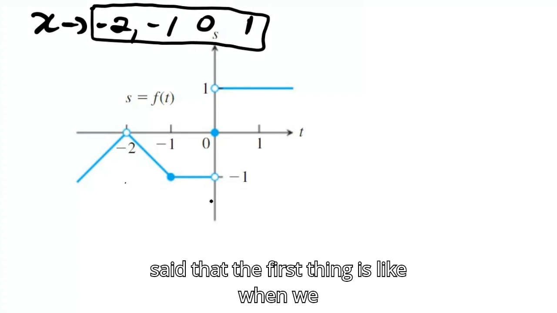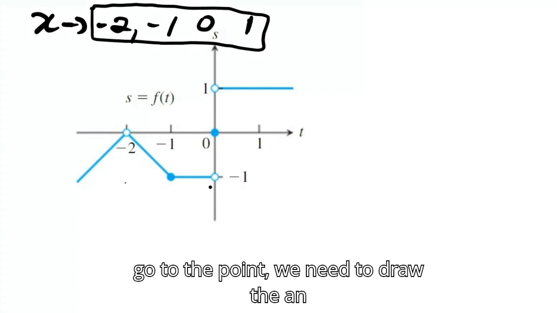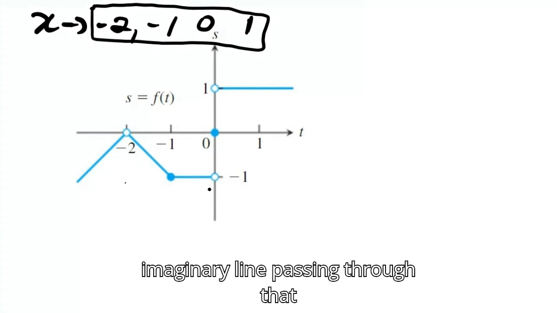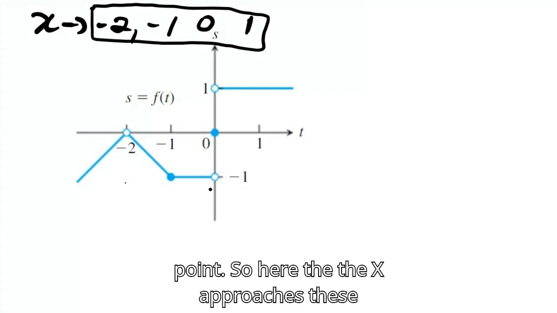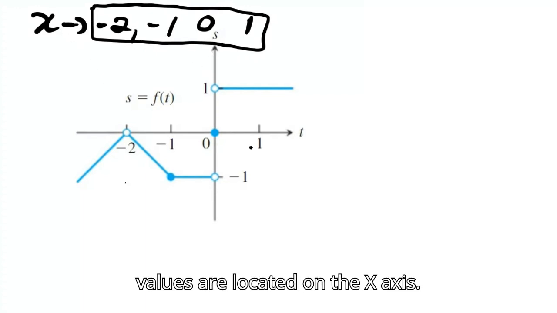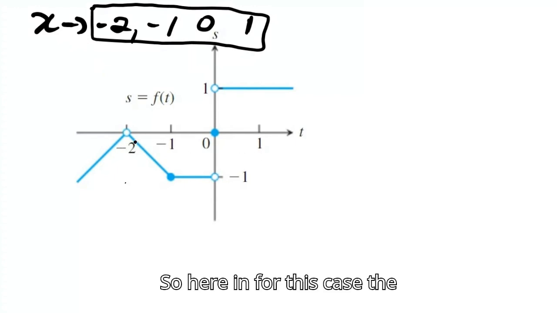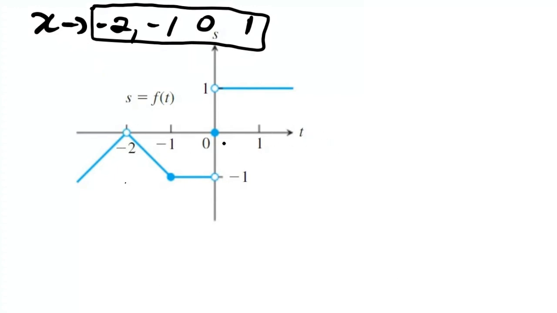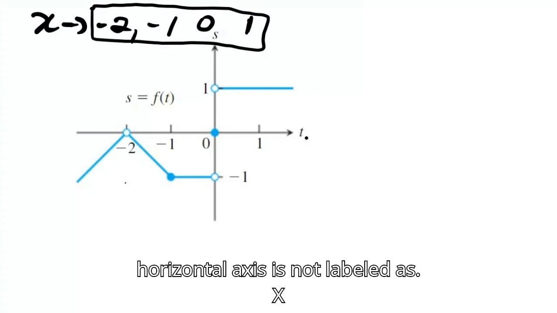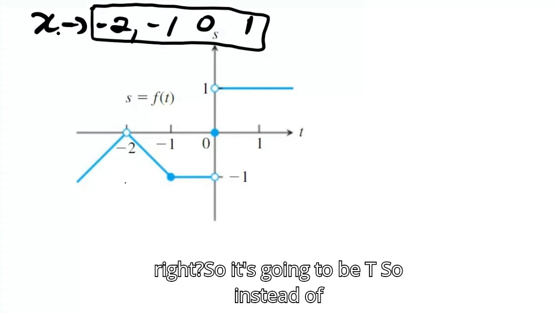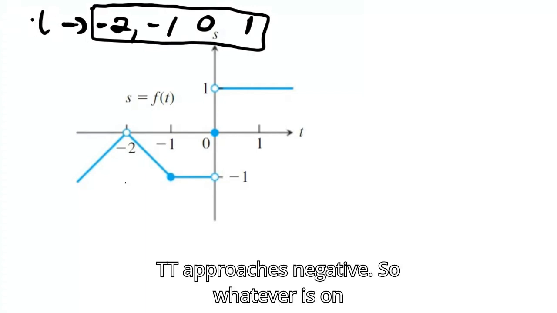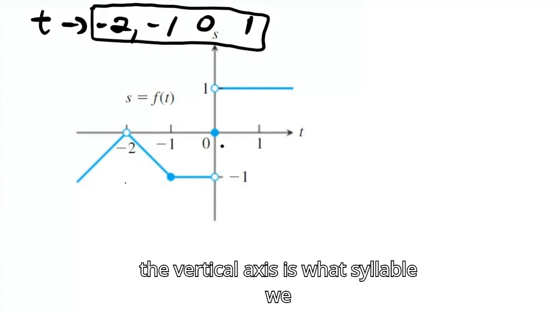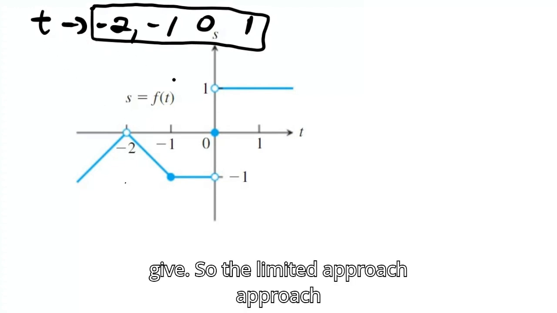We said that the first thing is, when you go to the point, you need to draw an imaginary line passing through that particular x-axis point. So here the values x approaches are located on the x-axis. In this case, the horizontal axis is not labeled as x, so it's going to be t. So instead of writing x here, we should rather write t.